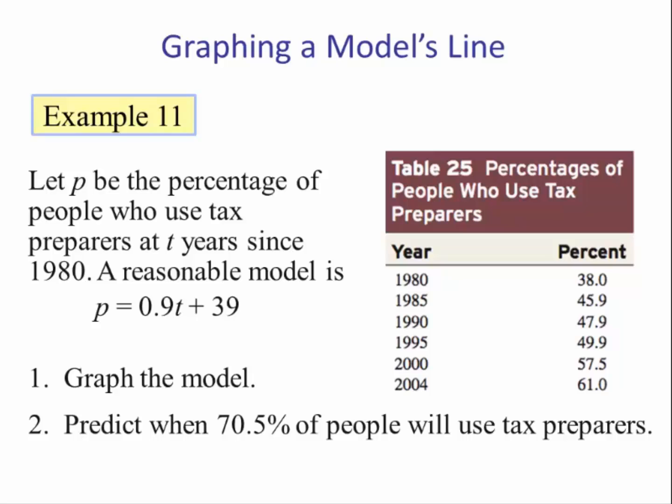Number 2, predict when 70.5% of the people will use tax preparers. So our independent variable is T, which is the number of years since 1980, and P is our dependent variable, and that is the percentage of people.